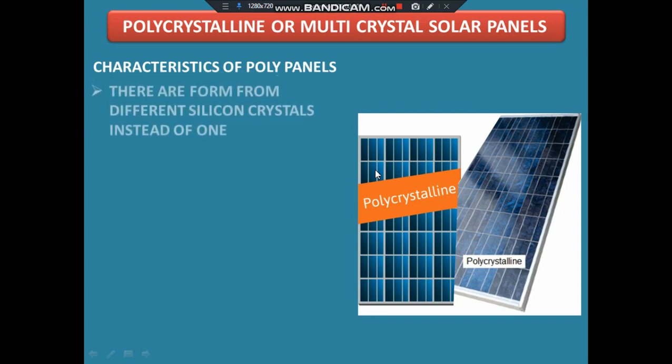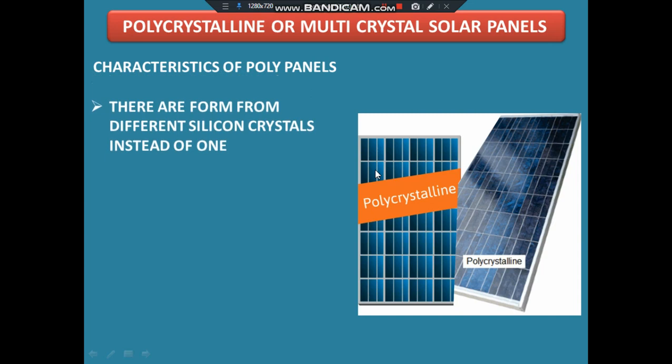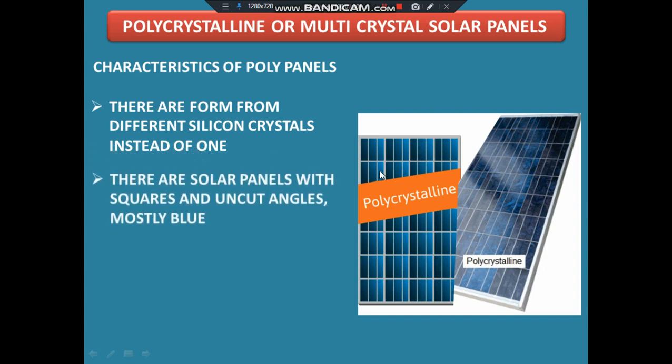One of the characteristics of the polycrystalline solar panel is that they are formed from different crystals instead of one. You were exposed to the fact that the monocrystalline solar panels are made up of only a single crystal, and because of this we have the characteristic features that we have in the monocrystalline solar panels. Here, the polycrystalline solar panel is made up of multi-crystal structures. There are solar panels with squares and uncut angles, mostly blue.